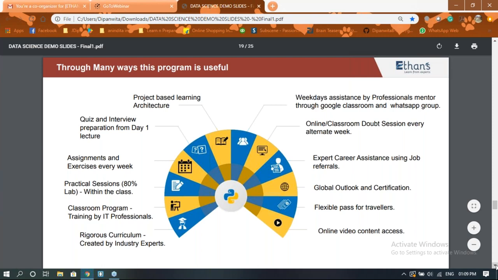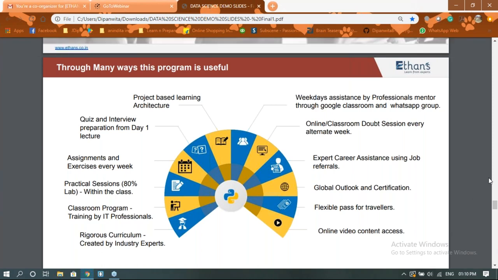This will be project-based learning classes. You will get assignments and exercises for classwork, and there will be something to do at home. There will be practical sessions. All of us trainers are very experienced professionals and will give you real time scenarios that we face and how to solve them. You'll also get weekday assistance by professionals and mentors through Google Classrooms, as well as a WhatsApp group where we can discuss doubts and all those things.